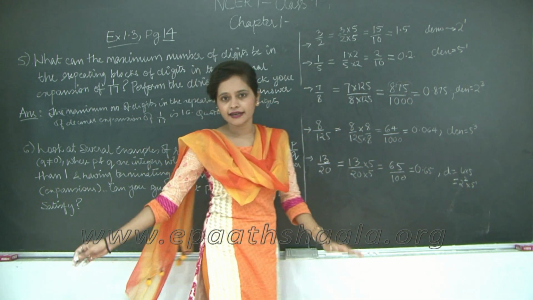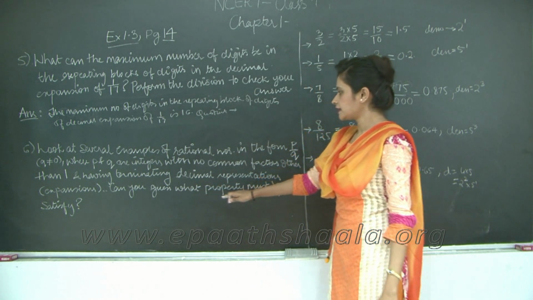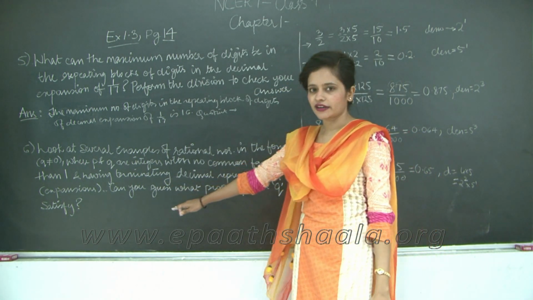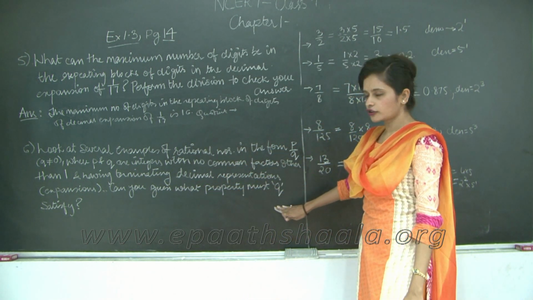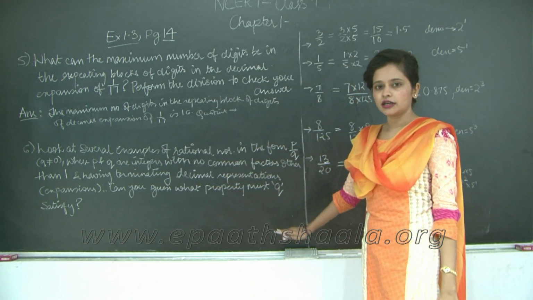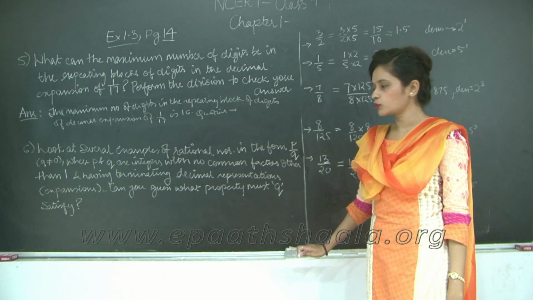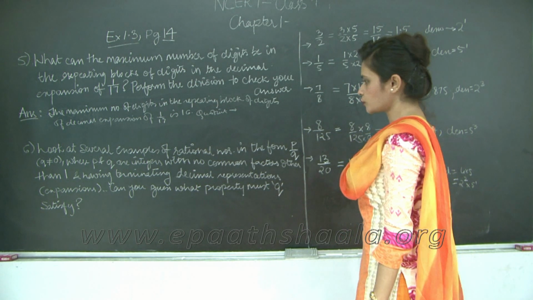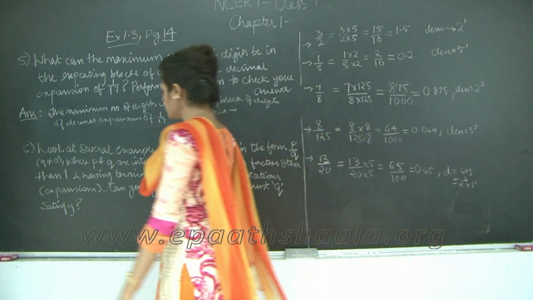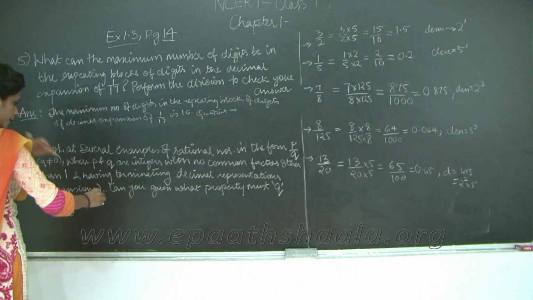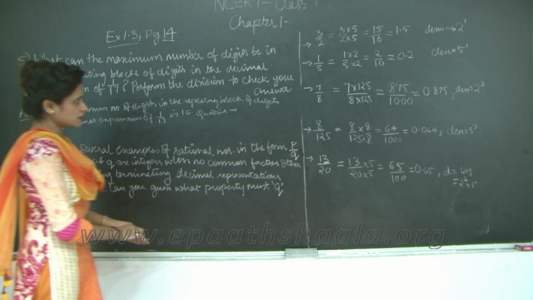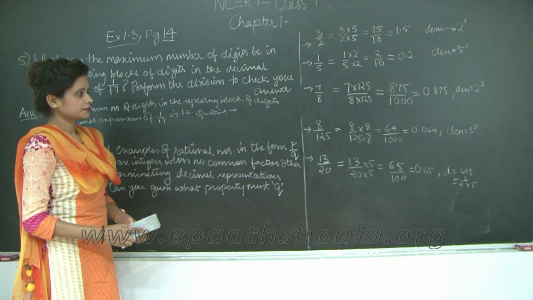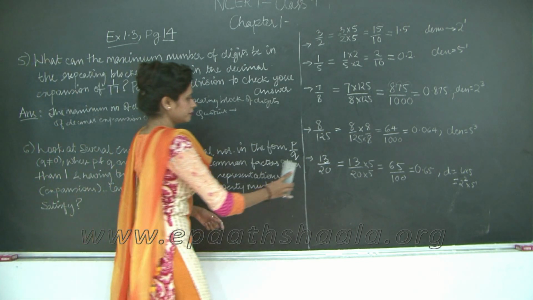So let us go back to our question. Let's read it. Can you guess what property must Q satisfy? So we notice that the prime factor of Q, the denominator, should either be 2 or 5 or powers of 2 and 5 or a combination of 2 and 5. Okay, and this is to prove the answer. So let us just write our answer. I do not have space here, so I will just erase this section. Please take a look before I erase it.